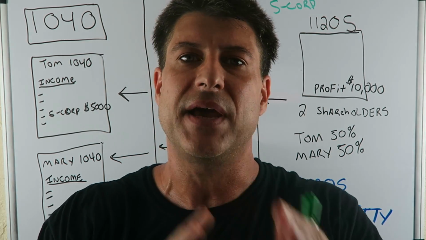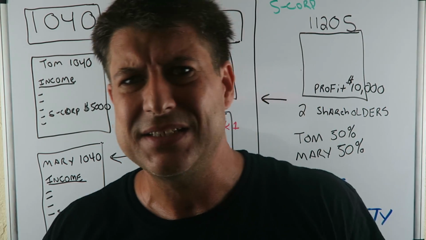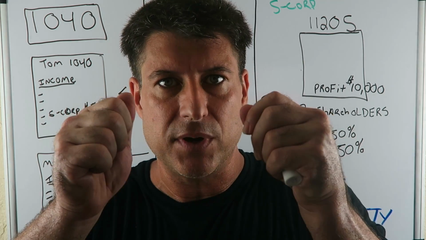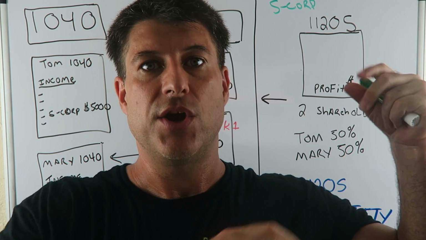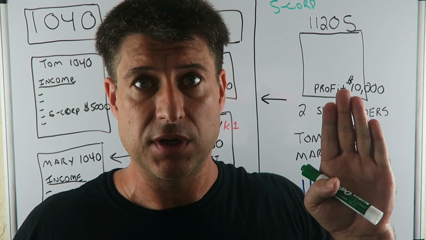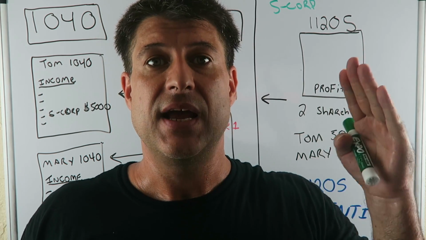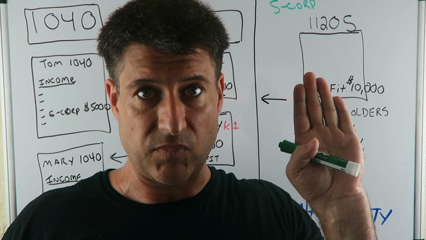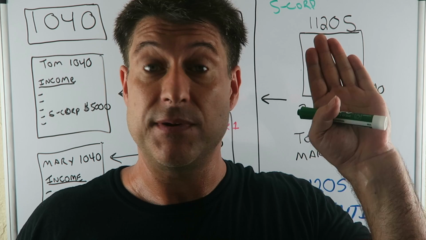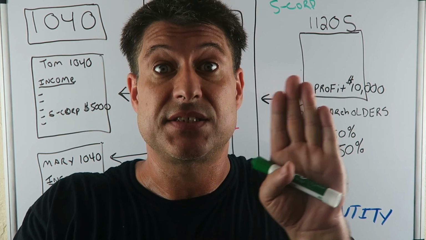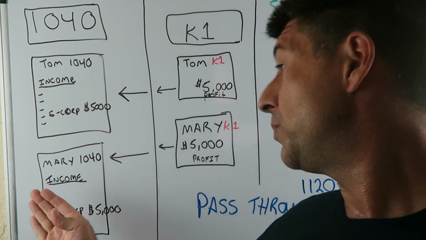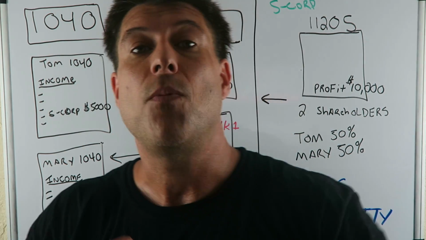I hope this helped. I had a hard time picturing the K1s really until I started doing a bunch of tax returns, then I got it. But just think it's a piece of paper from the S corp. You're gonna get piece of paper K1s for all the shareholders in profit or loss, and then the K1's just going to slide over. It's going to originate from the S corp, from the pass-through entity, and then it's going to slide over to the personal tax returns.